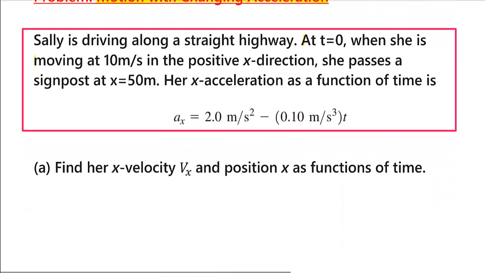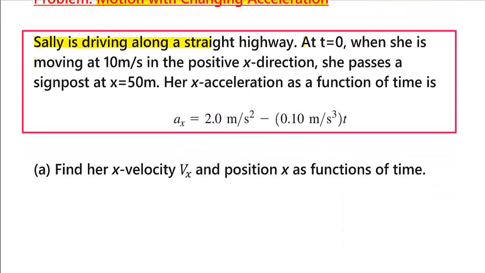The statement of this problem is: Sally is driving along a straight highway. At t equals 0, she is moving at 10 meter per second in the positive x direction. She passes a signpost at x equals 50 meter. Her x acceleration as a function of time is given by ax equals 2 meter per second square minus 0.1 meter per second cube times t. Find her x velocity vx and position x as a function of time. So we have to find her position and her velocity as a function of time.